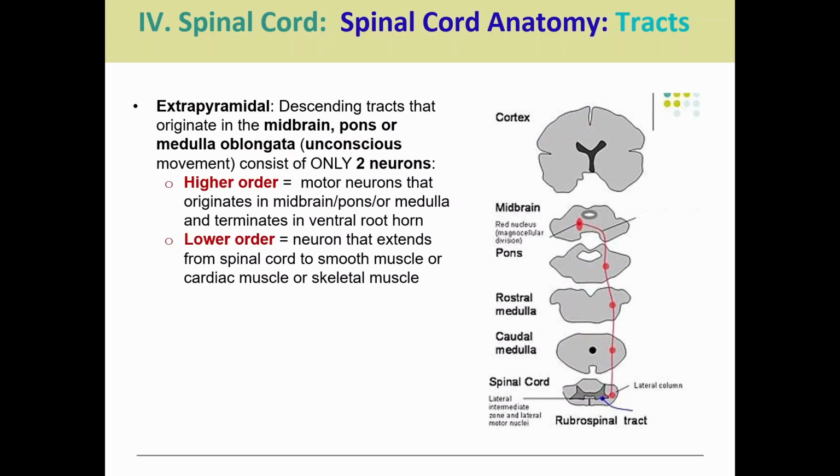So we also have the extrapyramidal. This is where we're originating in the midbrain, the pons, medulla. So this is unconscious movement. This is subconscious. You don't actively think about this. Same thing, 2 neurons. We do still see that passing over, in this case, so it happens very quickly, from right to left. It passes down through the spinal cord and then out.